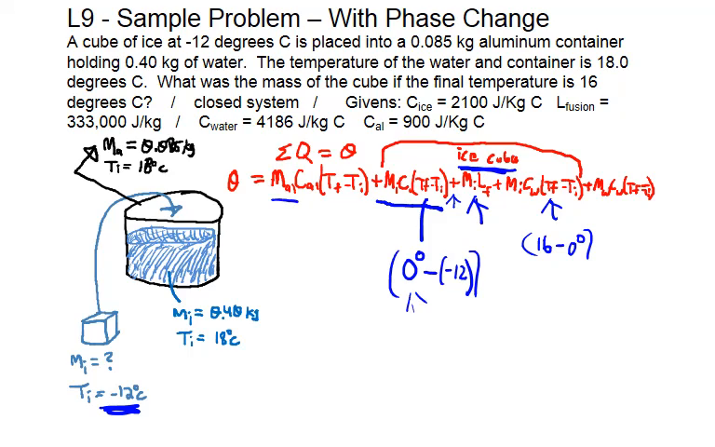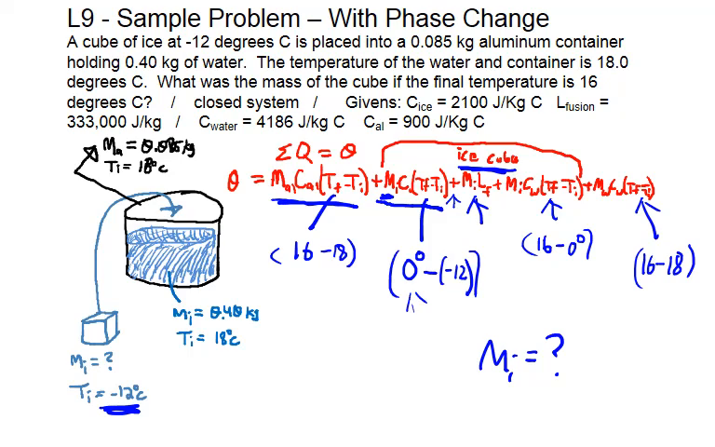Now, if we look at the aluminum cup, that's going to have an influence there. The final temperature is going to be 16, and then the initial temperature is 18, right? And then for the water itself, it started at 18 and then finished at 16. So final temperature minus initial temperature. And after that, we can figure out M_I essentially. That's what we want. What is the mass of the ice cube, which is the unknown here?